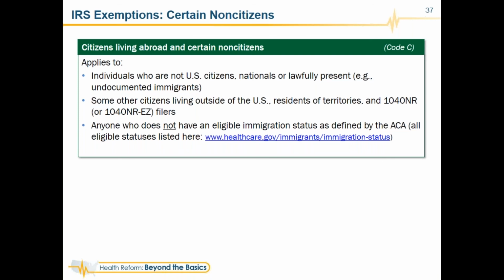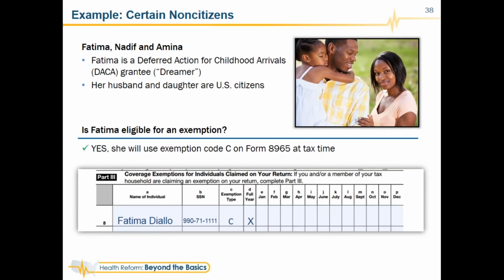But importantly, for our purposes, it includes people who are undocumented immigrants. It also includes non-residents, people who file a 1040 NR. So for instance, if we have Fatima, who is a DACA grantee or dreamer, and her husband and daughter are U.S. citizens, Fatima can use exemption code C and claim it for the full year.